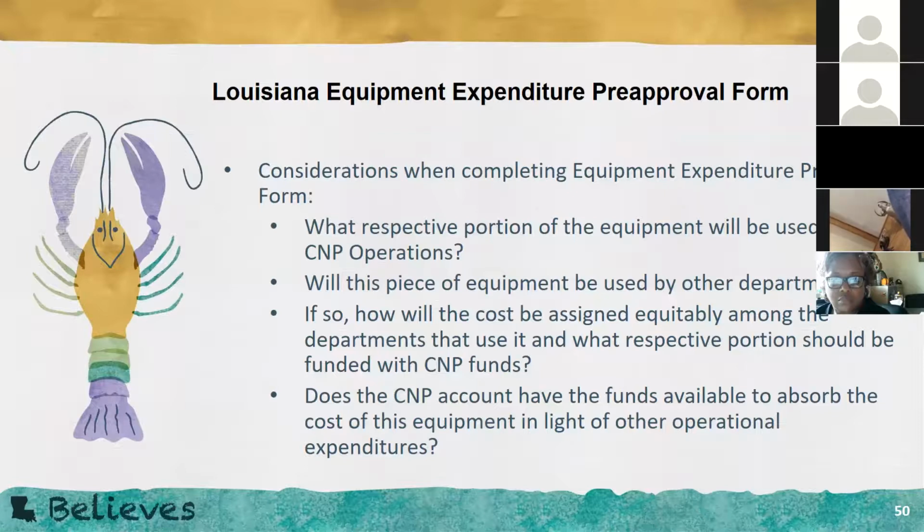It's important to emphasize that the justification submitted in the state agency pre-approval form must illustrate that only the respective portion of equipment that is used solely for CMP operations is funded using nonprofit CMP funds.